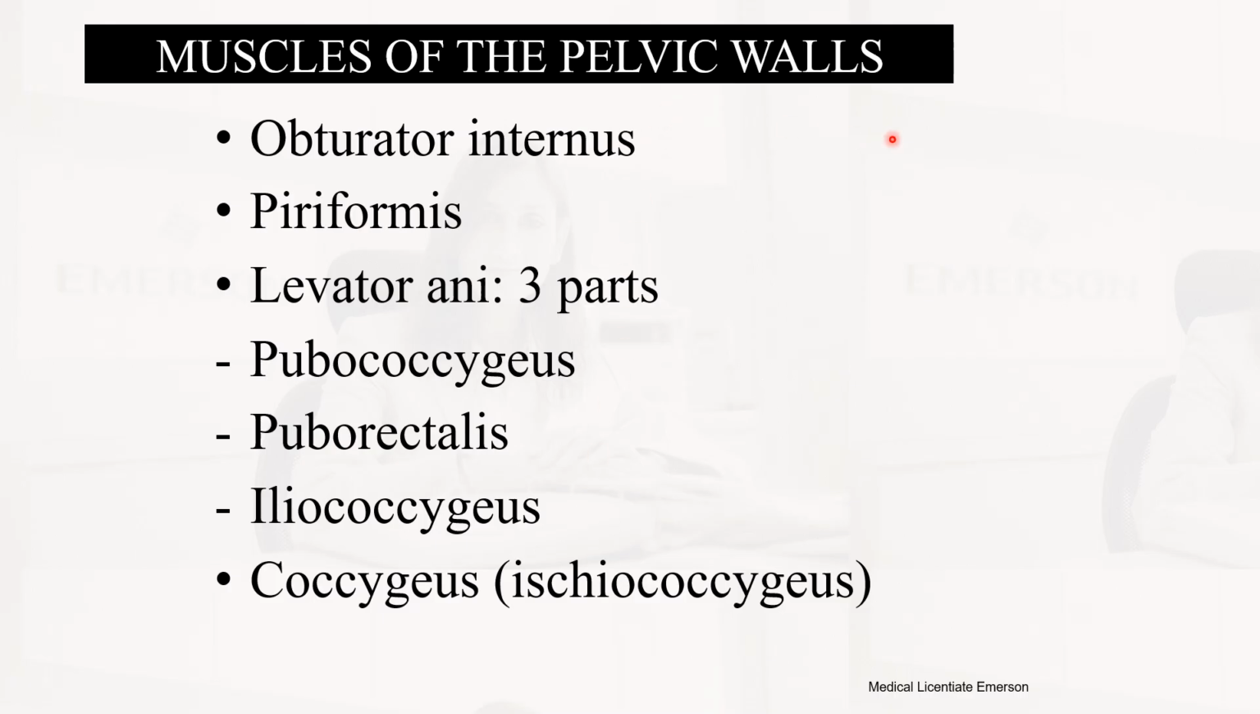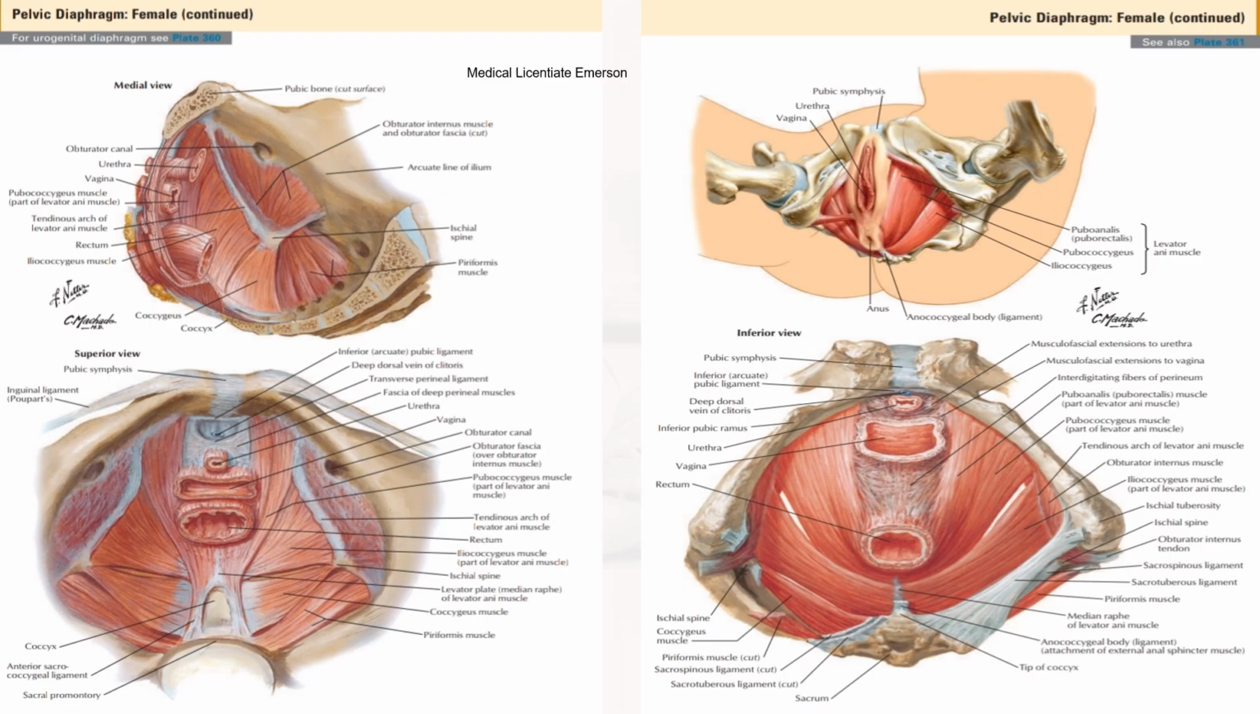Then you have the muscles of the pelvic walls. You have the obturator internus, the piriformis, and the levator ani, which has 3 parts: the pubococcygeus, the puborectalis, and the iliococcygeus. Then you have the coccygeus, or the ischiococcygeus. These are the muscles of the pelvic wall.